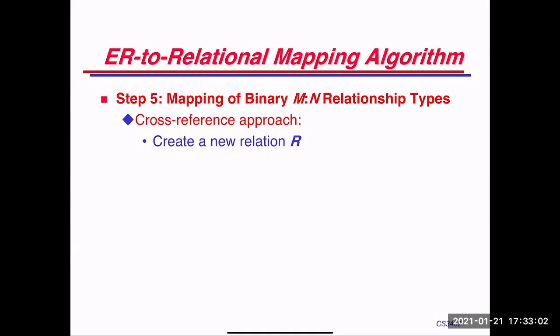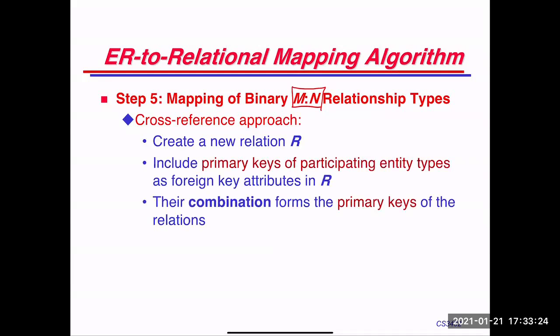Now let's move on to the fifth step. We're basically still mapping binary relationships, but now we are left with the M:N, the many-to-many ones. And here we are stuck with the cross-reference approach, so we can't use the foreign key approach anymore. Therefore we create a new relation R, and we include the primary keys of the participating entity types as foreign key attributes in R. The difference now is that their combination forms the new primary key of the relation.